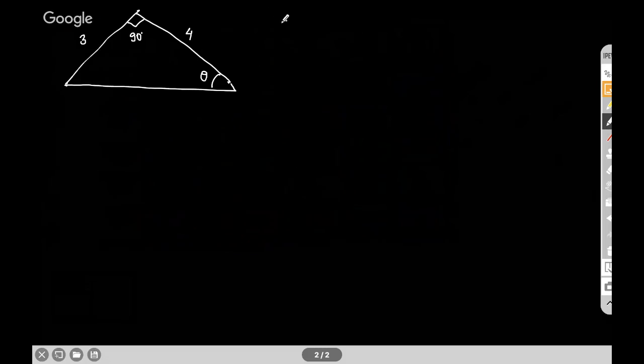Okay, so what will be sine theta? The first thing is, how do you solve this? The question is to find all. So let me write the question. The question will be something like this: in triangle ABC, if angle ACB is equal to theta, find all T ratios for theta. And you're also given that AC is 4 and AB is 3.